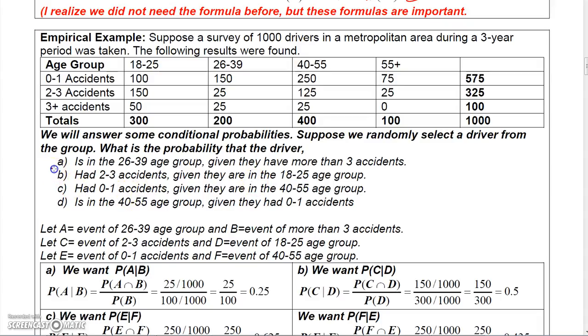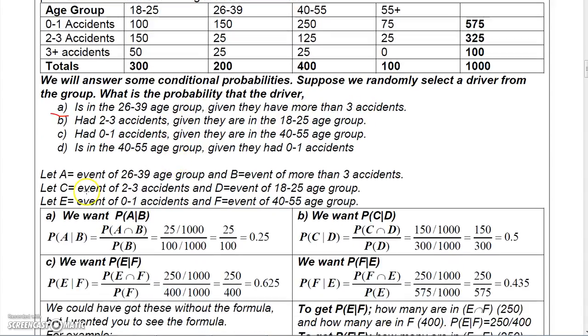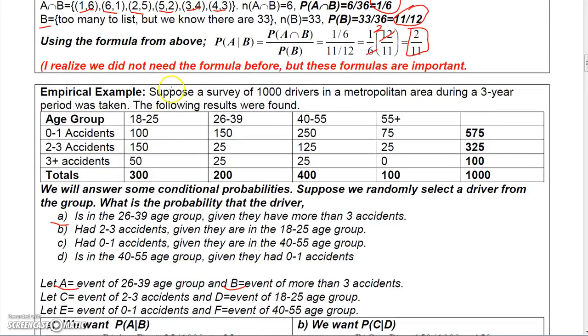All right, let's look at A. What is the probability that the driver is in the 26 to 39 age group, given they have more than 3 accidents? Well, let's say A is the event they're in the 26 to 39 age group, and B is the event they have more than 3 accidents. So don't we want the probability of A given B? Well, wouldn't that be the probability of A intersect B, which would be right here, wouldn't it?